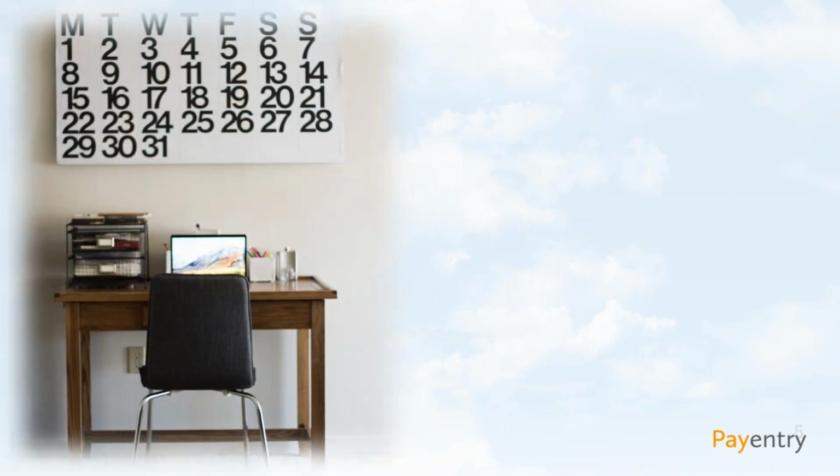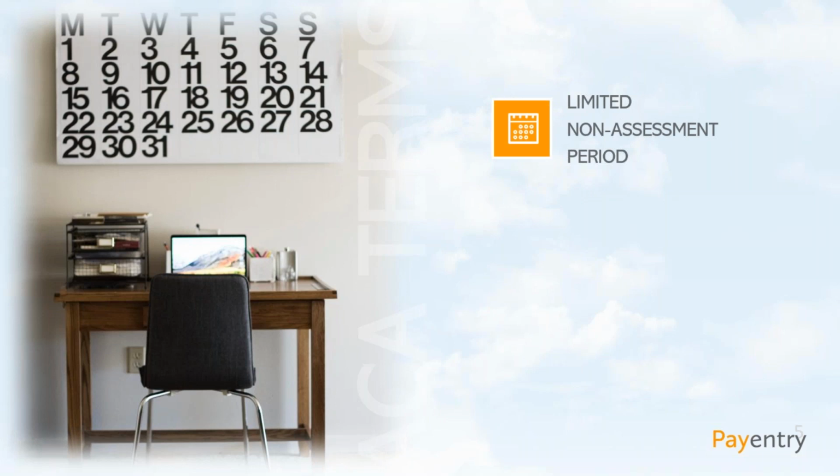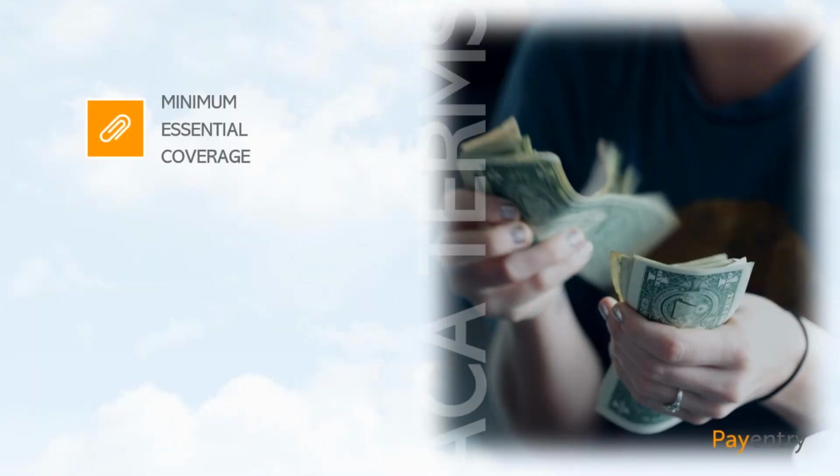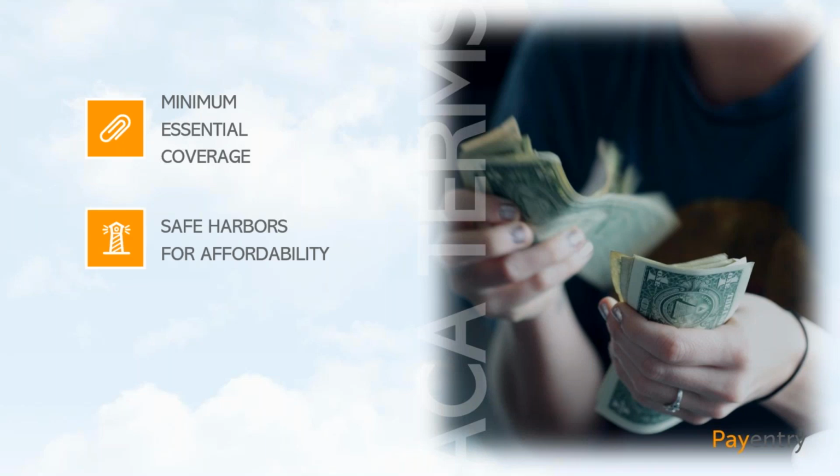Okay, let's talk about the terms. First of all, you need to know how to speak ACA. You need to know what a limited non-assessment period is, what a qualifying offer is. There's lots of confusion about those two things. We're going to talk briefly about what minimum value coverage is and also what minimum essential coverage is. We're also going to spend some time on the safe harbors for affordability, which are critical on your forms. There are 3 of them. One is the federal poverty level, then you have rate of pay, and the W-2. We're going to talk about each one of those.